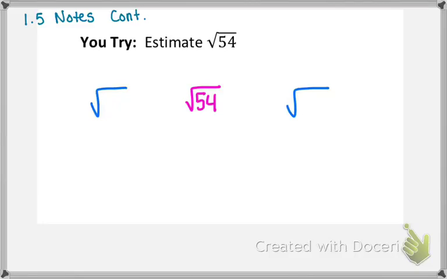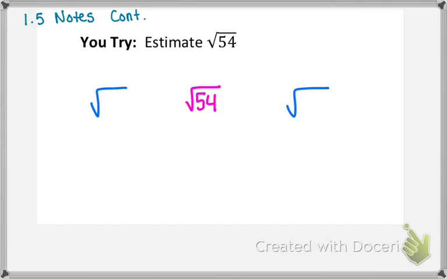Hello everyone, so we're just going to finish our 1.5 notes from yesterday. If you recall, the last thing we were working on was estimating square roots of numbers that we can't nicely take the square root of. So this is the one I had you guys try at the end of class. Let's go ahead and go over it as a review. We want to estimate to the nearest tenth what the square root of 54 is.